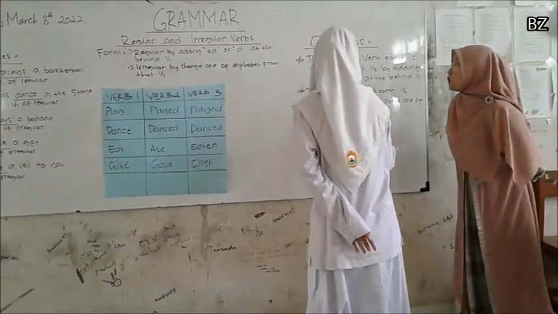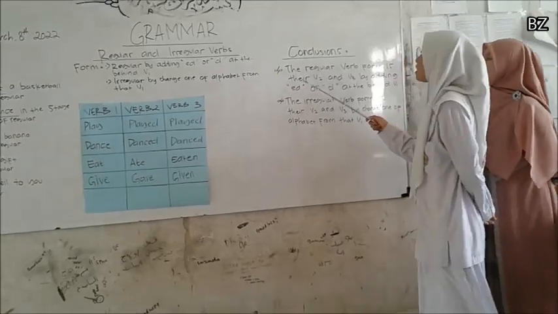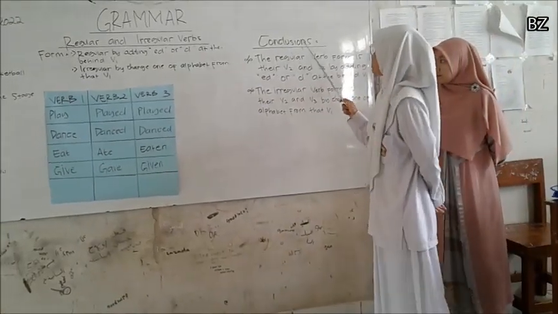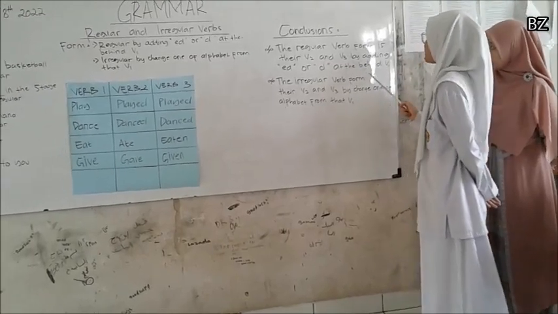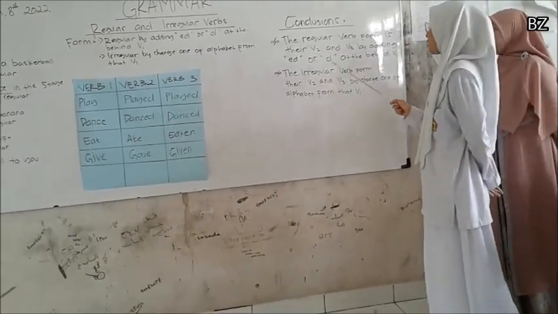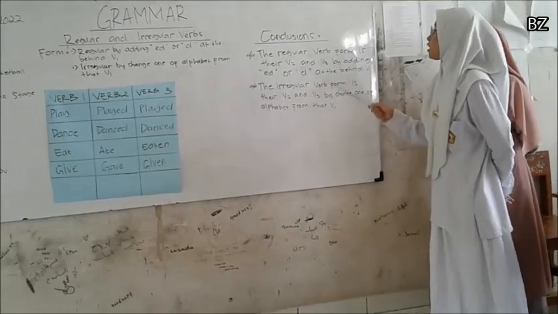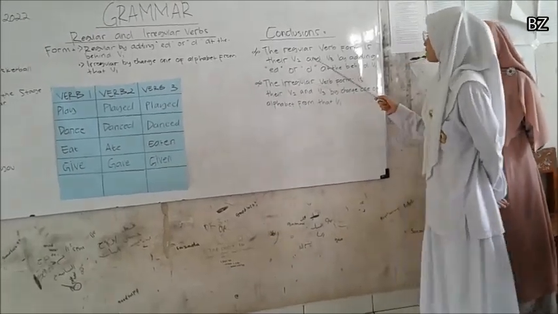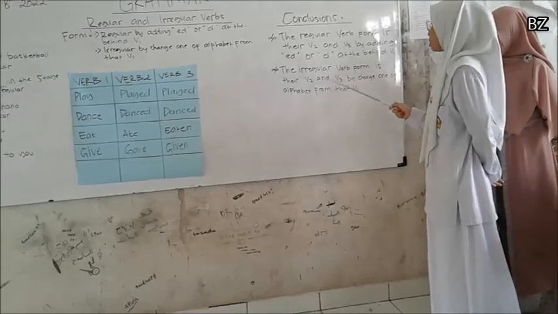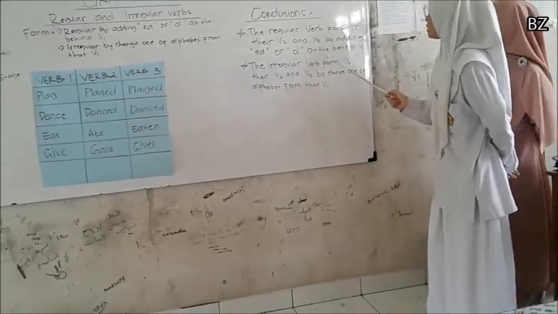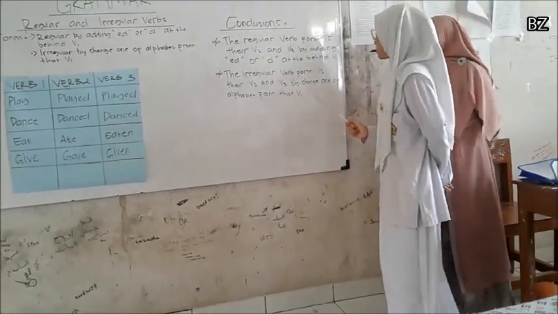Conclusions. The regular verb form is their verb 2 and verb 3 by adding ed or d at the behind verb 1. Second conclusion. The irregular verb form is their verb 2 and verb 3 by change 1 of alphabet from the verb 1.